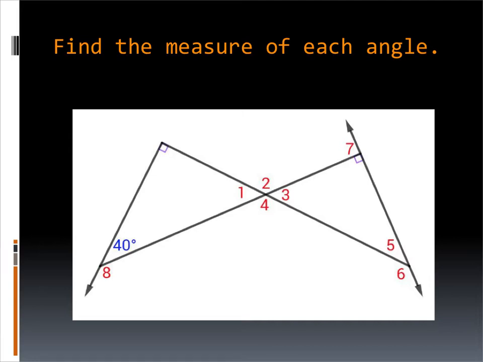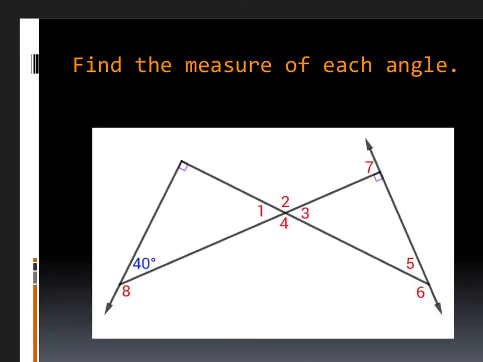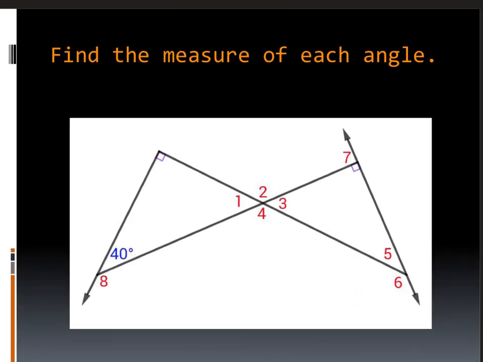Okay, let's do this. So let's start with what we know. We know that this is a 40-degree angle. Oh, let me get to a pen. We know this is a 40-degree angle here. This, you can barely see it. It's pretty small, but this is a right angle.